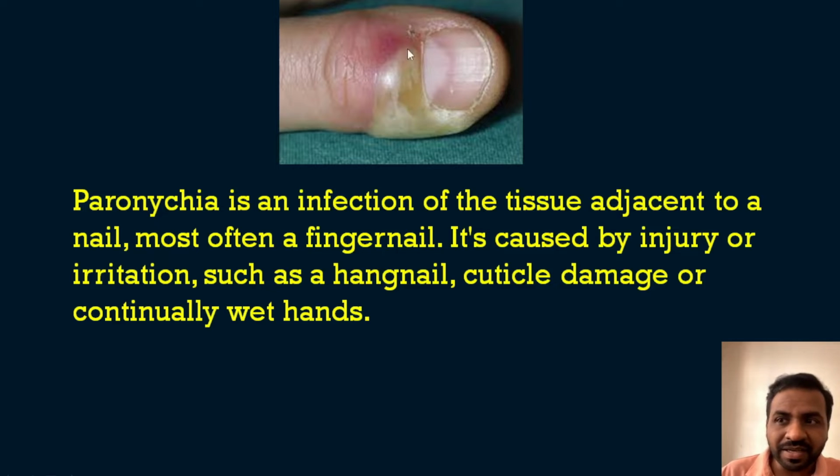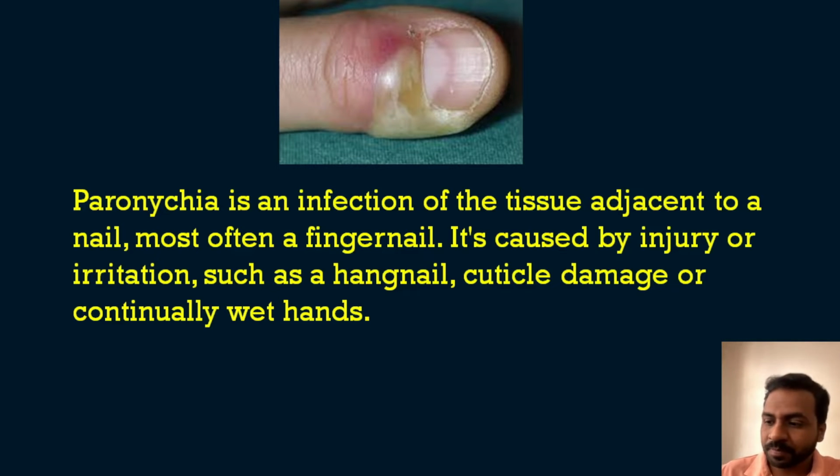This is an infection of the tissues which are adjacent to the nail, most often a fingernail. It is caused by injury or irritation such as hangnail, cuticle damage, or continually wet hands. So this is paronychia. From this question we are getting 4 important terms related to nail pathology and the conditions in which these nail pathologies can be seen.